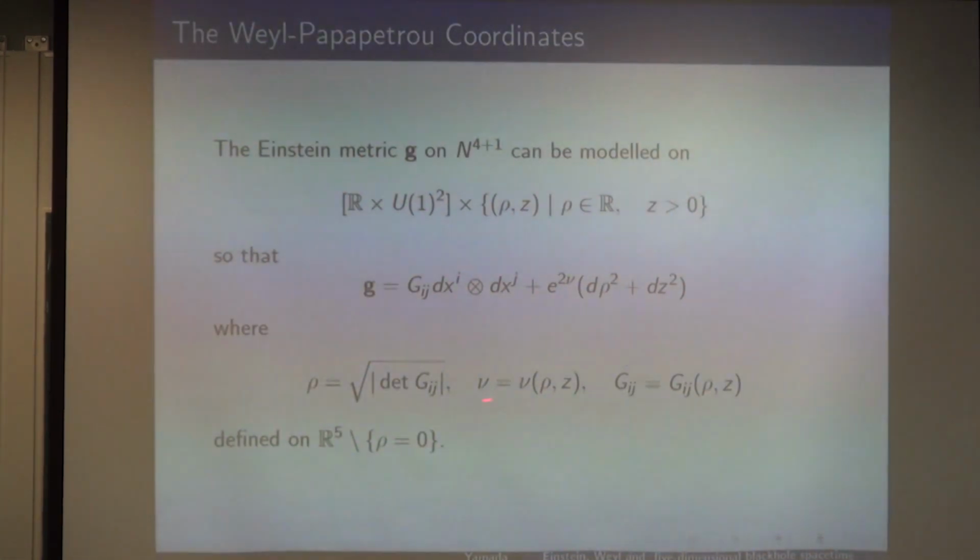And then, so the situation is this. You have this half space, the isothermal coordinate, conformal factor, and you have this metric restricted to the fiber, the isometry group fiber. Okay? So now it's a 3x3 matrix. It's Lorentzian because of the time here. And then once again, what's happening is that everything is a function of rho and z, and the determinant of this 3x3 matrix, absolute value and square root, is equal to rho. Okay, and then defined on this spacetime minus the z axis.